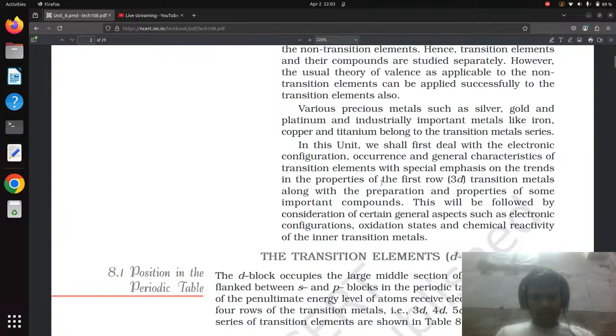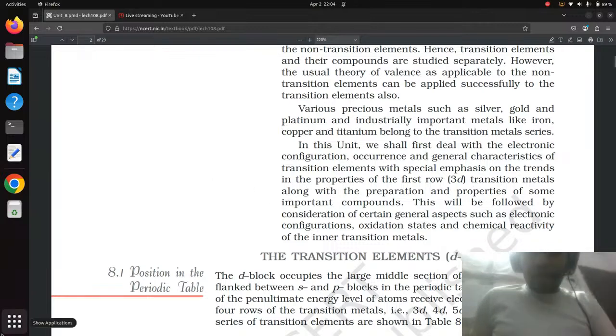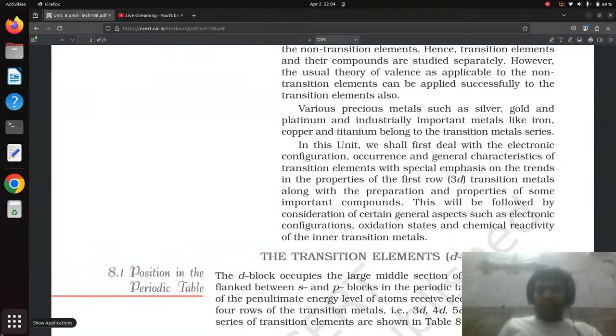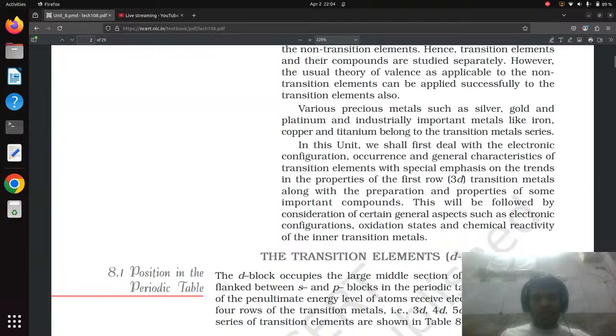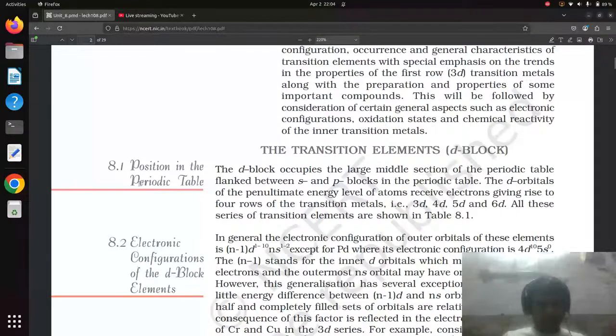In this unit, we shall first deal with electronic configuration, occurrence, and general characteristics of the transition elements, with special emphasis on the trends in the properties of the first row 3d transition elements along with the preparation and properties of some important compounds. This will be followed by consideration of certain general aspects such as electronic configuration, oxidation states, and chemical reactivity of the transition metals. The first topic is position in the periodic table.